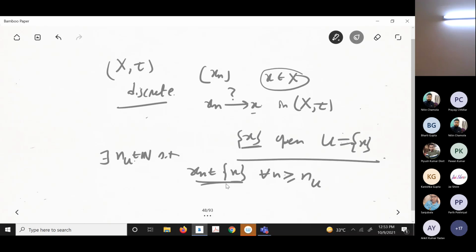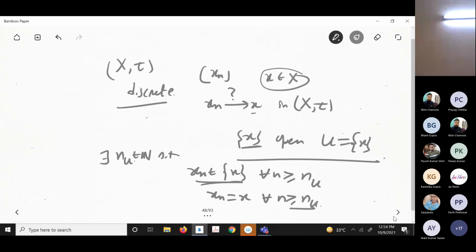but here belongs to means what? Xn equals x for all n greater than or equal to this. That means xn is eventually constant. After a while, it has to be all x. Okay, though it is better than the previous one, still it's not a good thing.